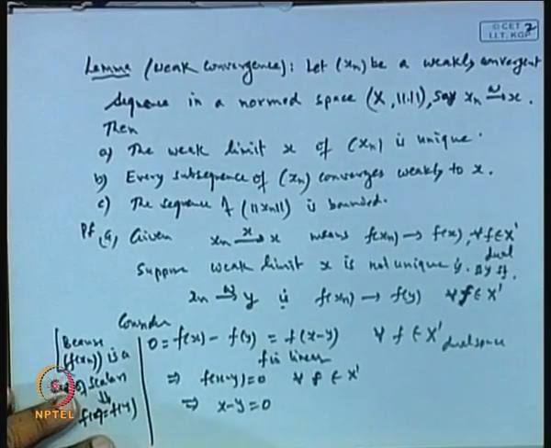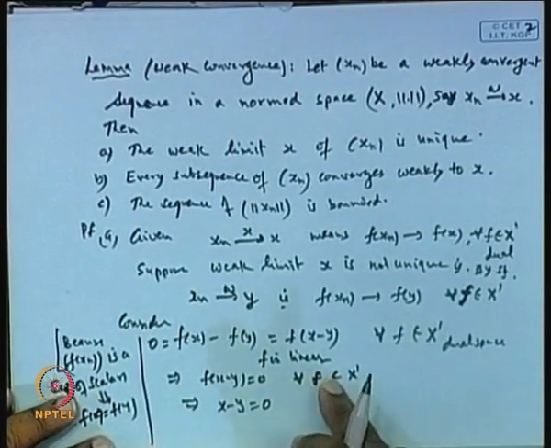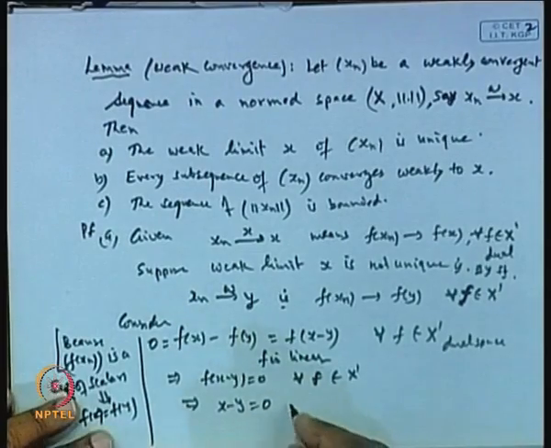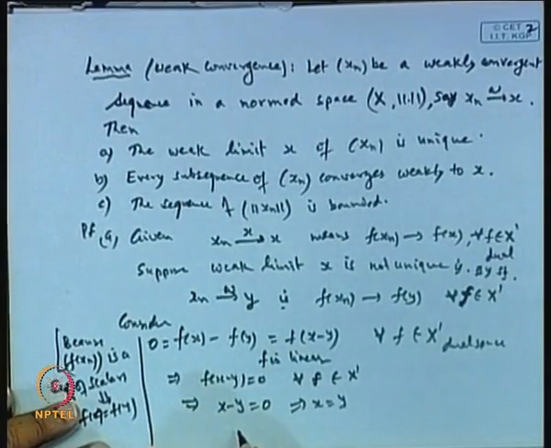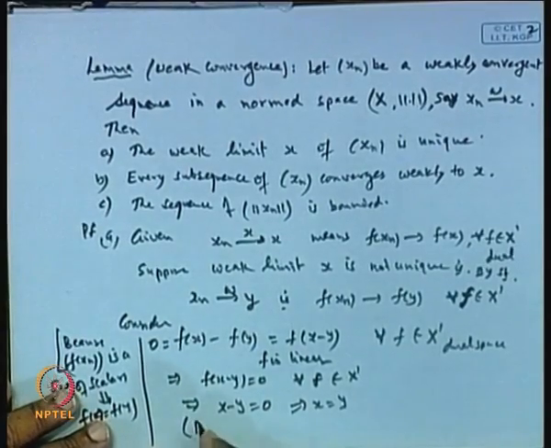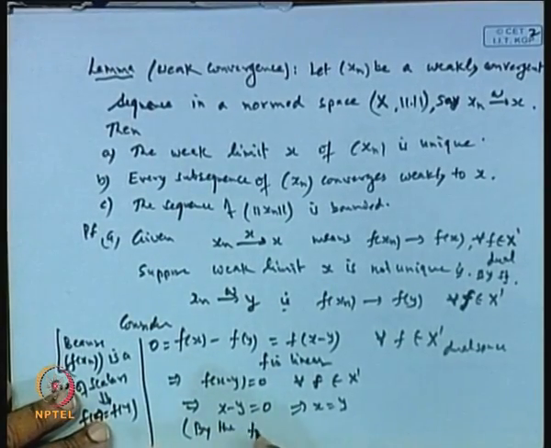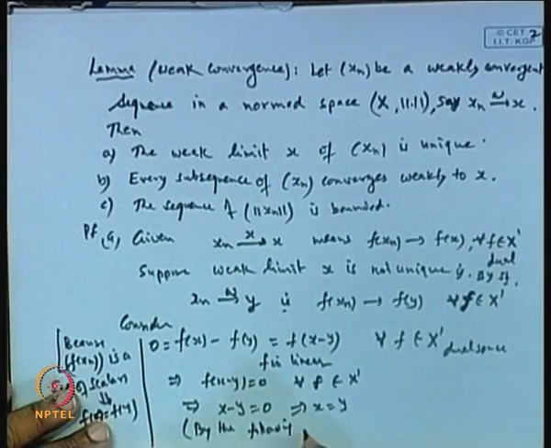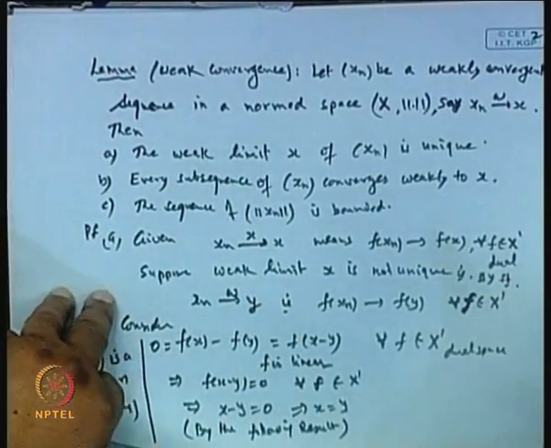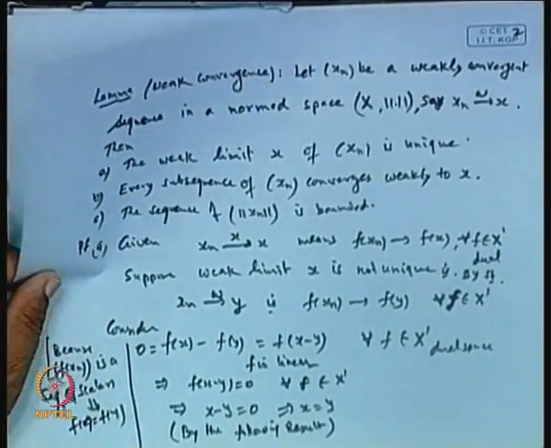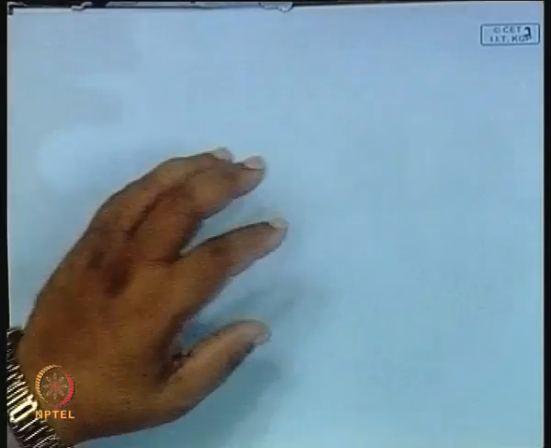Why? If this is true for every f, then this must be 0 for every f, and this implies x equal to y, uniquely. Why is it so? There is a lemma. This is by the following result. What is the result? The result is a corollary of the Hahn-Banach theorem.